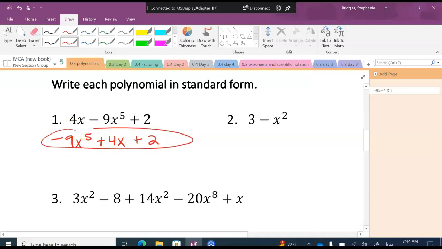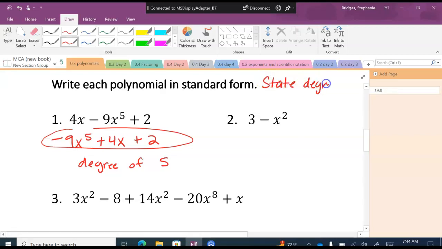And I didn't put it in the directions. What would the degree be of this? Because in the homework, it's going to ask you to write the degree as well. What's the highest exponent? 5. So my degree is 5. And you don't have to write "degree of 5." I'm just writing it so you know what that 5 represents. You can just put a comma if you want to, or just put it separately on another line. So that's what we're doing here, is writing in standard form and then stating the degree.